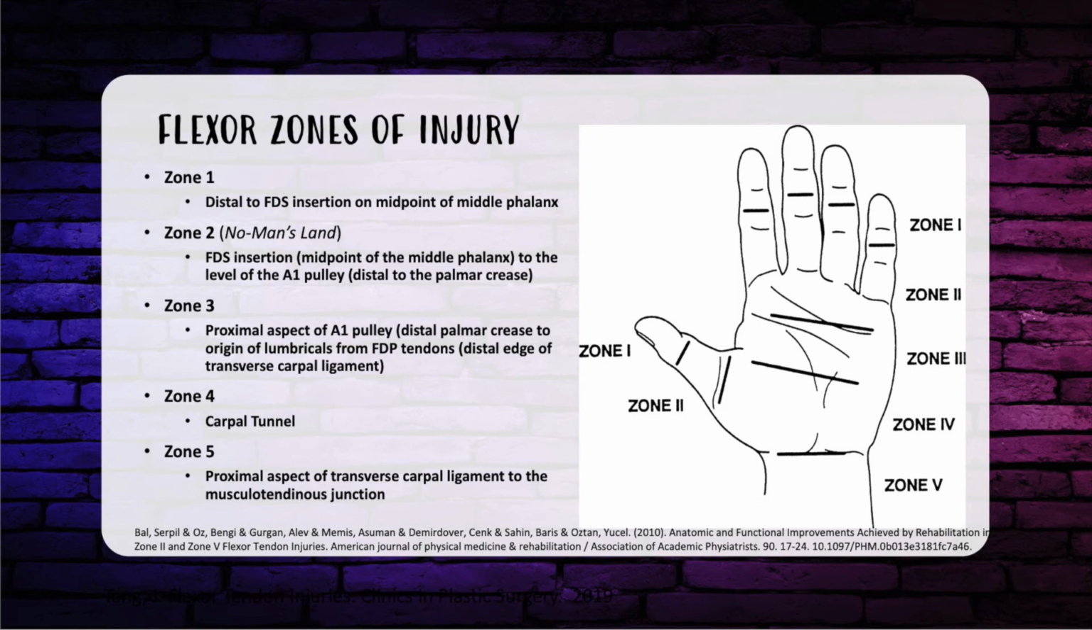Zone 4 is the carpal tunnel. Zone 5 is the proximal aspect of the transverse carpal ligament to the musculotendinous junction. For partial lacerations, studies have shown that there's no difference in healing between 25% laceration and 50% laceration repair. However, 75% laceration resulted in significantly lower quality healing without repair. So this kind of led to the 50% rule.